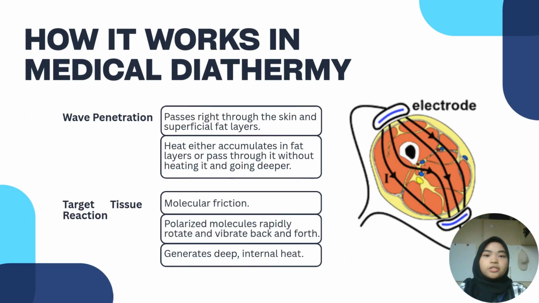As radio waves penetrate the tissues, they pass right through the skin and superficial fat layers. If using capacitive pads, heat is allowed to accumulate in fat layers as fat resists electrical currents, or in this case, the electrical field. It then heats up like a resistor. Another way, by using an induction drum, the waves pass completely through the fat without heating it, going deeper into the body. Once these waves reach deep tissues like muscles, joints, or tendons, molecular friction occurs.